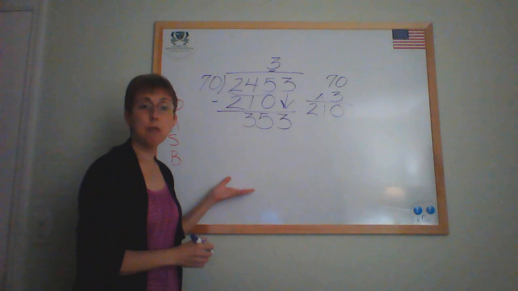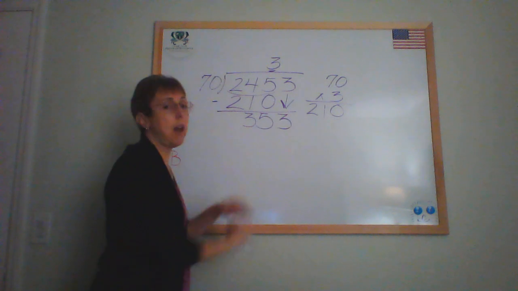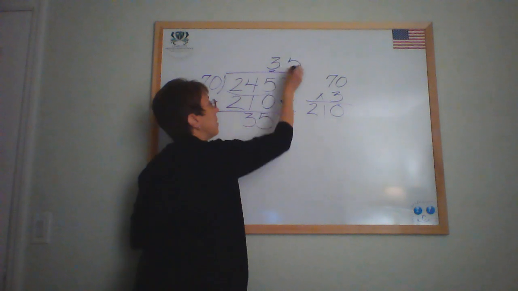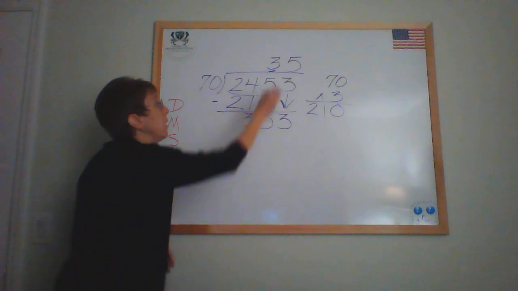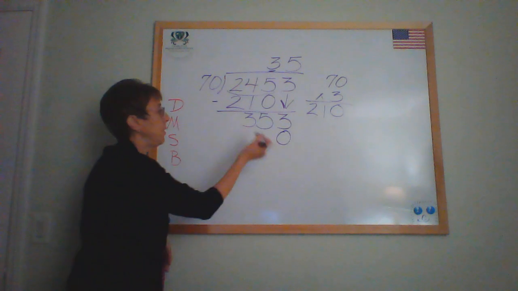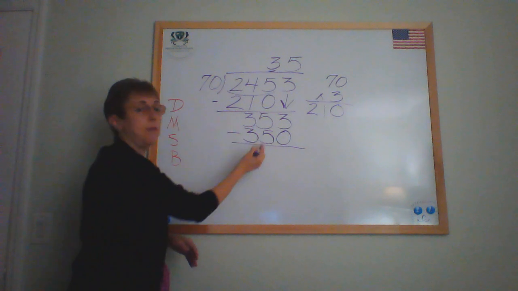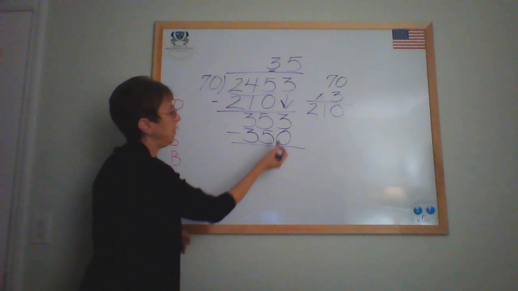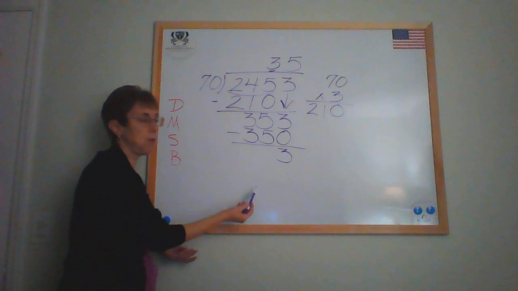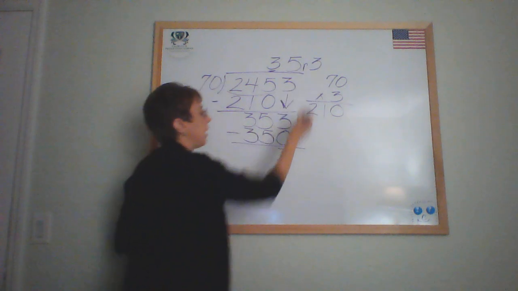Again, we need to look for that basic fact. Here we have 35 divided by 7. 35 divided by 7 equals 5. 5 times 0 equals 0. 5 times 7 equals 35. 353 minus 350. 3 minus 0 equals 3. 5 minus 5 is 0. 3 minus 3 is 0. So we end up with a remainder of 3.